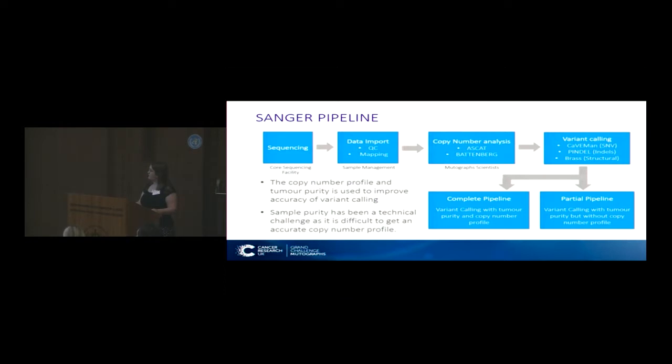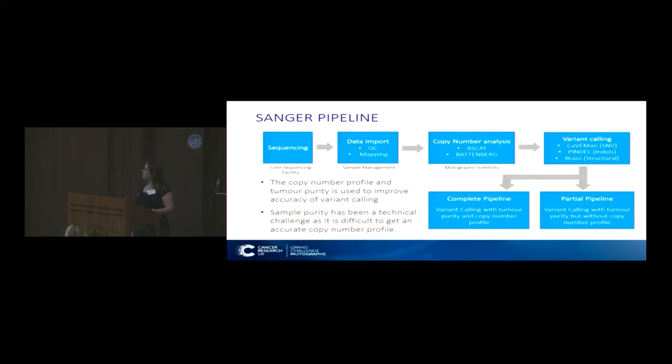It then gets handed over to the Mutographs scientists, including myself, and the first stage is copy number analysis, which is done by 2 algorithms, ASCAT and Battenberg, and that is used to generate an estimate of tumor purity and a copy number profile. Now that information is used in the subsequent step, which is variant calling, to improve the accuracy, but one of the challenges that we found with some of the samples is that the tumor purity has been quite low, and esophageal squamous cell carcinoma is structurally very complex. And those 2 factors have meant that in some cases we've been unable to get a copy number profile that we think is accurate.